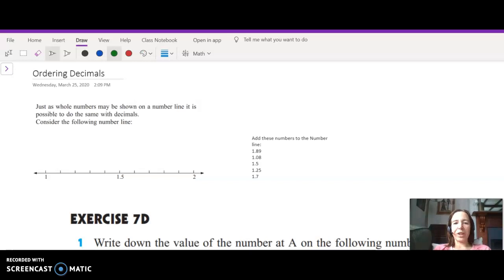In this video, we are going to be looking at ordering decimals. First of all, we are going to put them onto a number line, thinking about the value of them, and then we're going to put them in ascending order, which means from smallest to biggest.